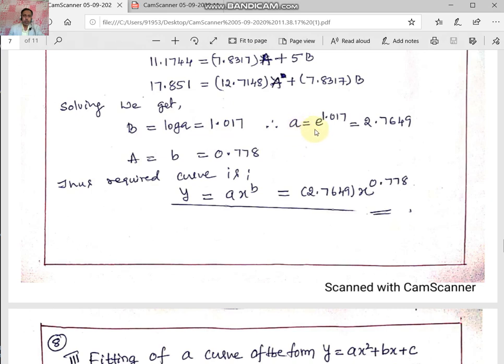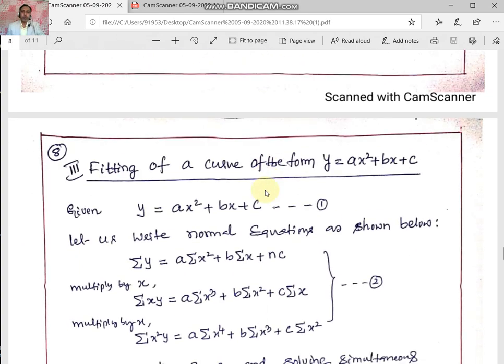Therefore, A becomes e to the power 1.017, nothing but 2.7649, and capital A is nothing but small b, that is 0.778. Thus, the required curve is in the form of y is equal to a x to the power b, that is 2.7649 x to the power 0.778.